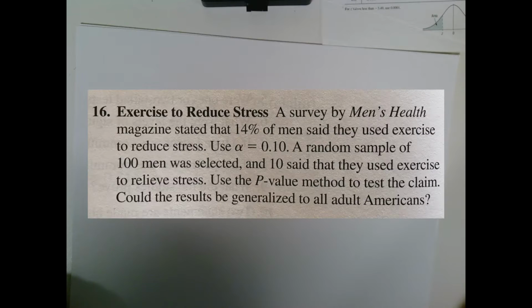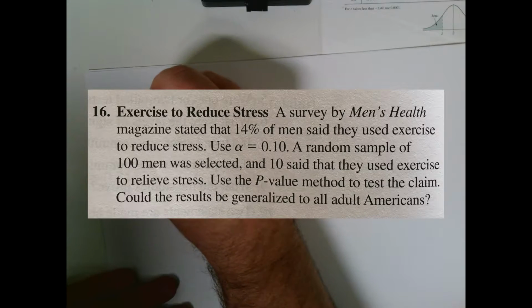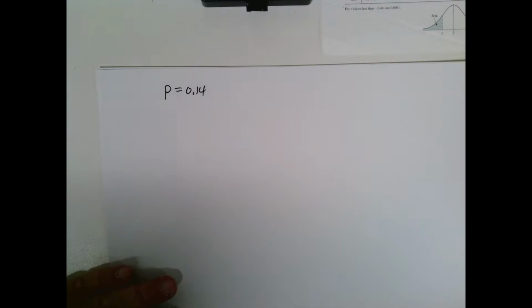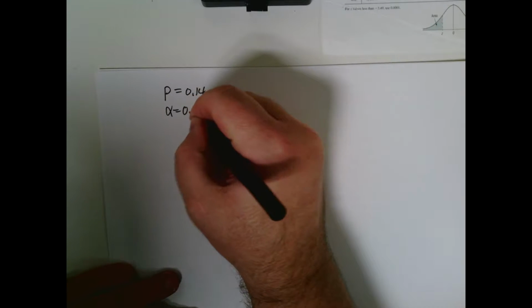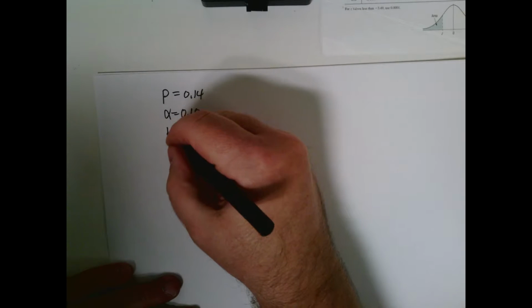Okay, so this is going to be our p-value method for proportion. Exercise to reduce stress. A survey of Men's Health magazine stated that 14% of men said they used exercise to reduce stress. So that's our proportion of our population that we want, or what we're going to compare to. Use alpha at 0.10. A random sample of 100 men, so that's our n.